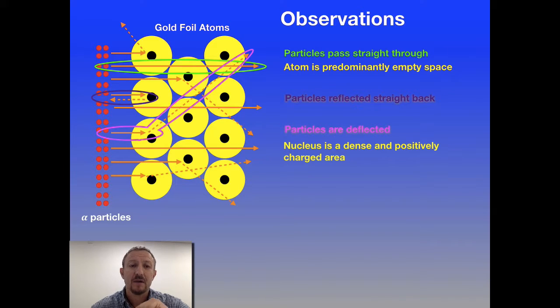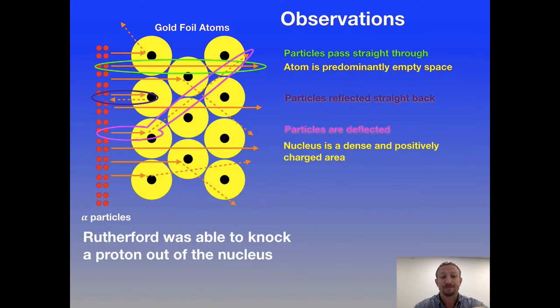He also noticed that some particles were deflected, and you can see this here with the pink highlight, showing the alpha particles coming in, hitting a substance in the middle and being deflected away. From this, he deduced that the nucleus is dense and positively charged, which is causing this repulsion of the positively charged alpha particles. So to recap, the atom is predominantly space, and it's got a dense nucleus, which is positively charged.